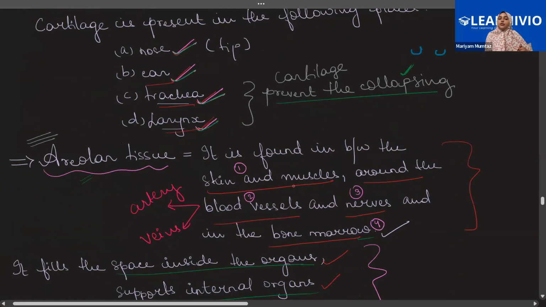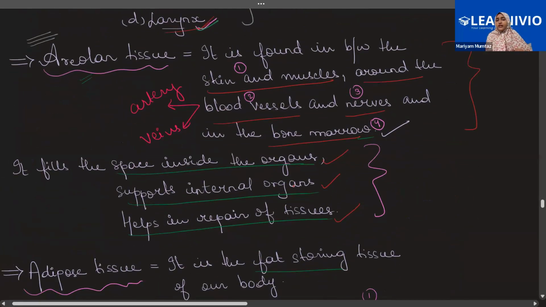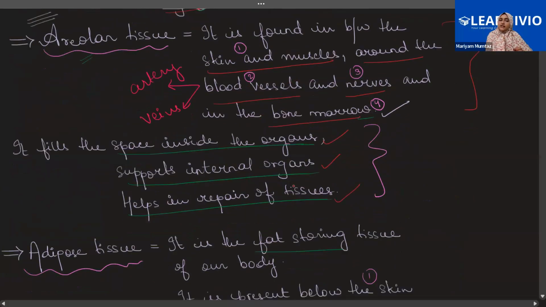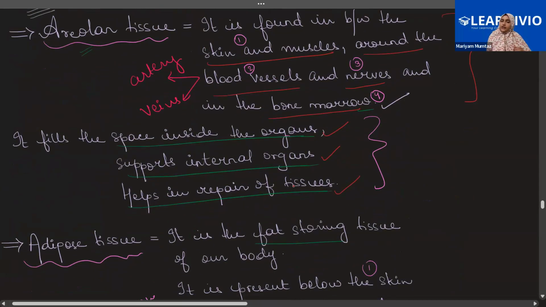Then comes the areolar tissue. Now, areolar tissue is the tissue that is found in between the skin and the muscles. It is also present around the blood vessels, the arteries and the veins, and it is also present in the bone marrow. Now, let us see what is the function of the areolar tissue.